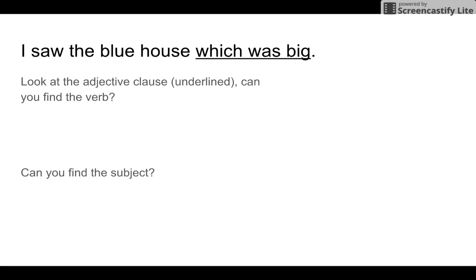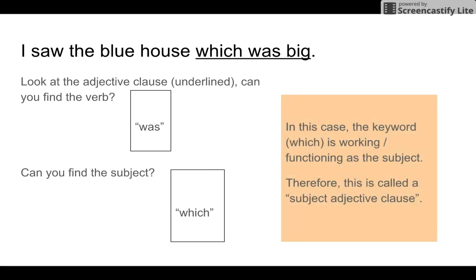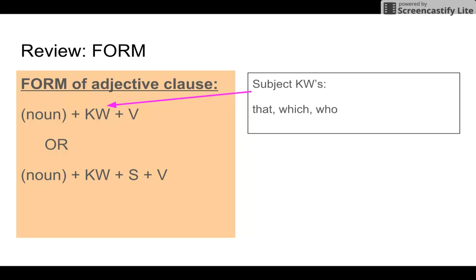Let's look at this example. I saw the blue house, which was big. Can you find the verb? Can you find the subject? The verb is was, and the subject is which. Inside of this adjective clause, the verb is was and the subject is which. In this case, the keyword is working as a subject. Therefore, we call these subject-adjective clauses because the keyword works like the subject.